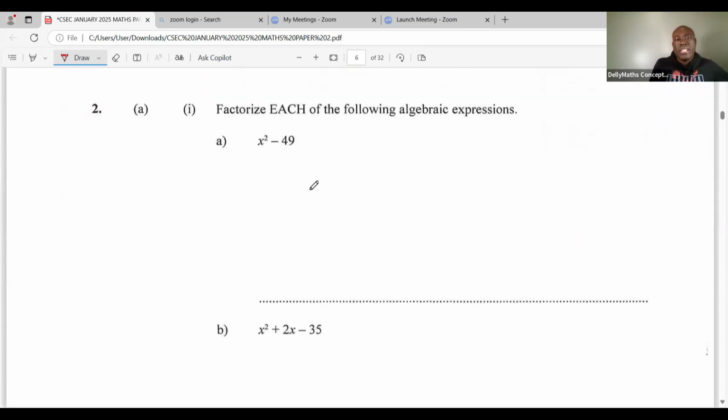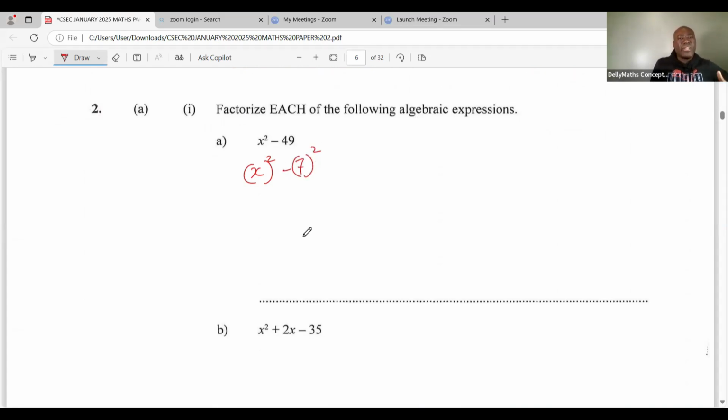Question 2. Question 2 says, factorize the following algebraic expression. What we have here is the difference of two squares. So basically, x squared minus 49 is actually coming from x squared minus 7 squared.